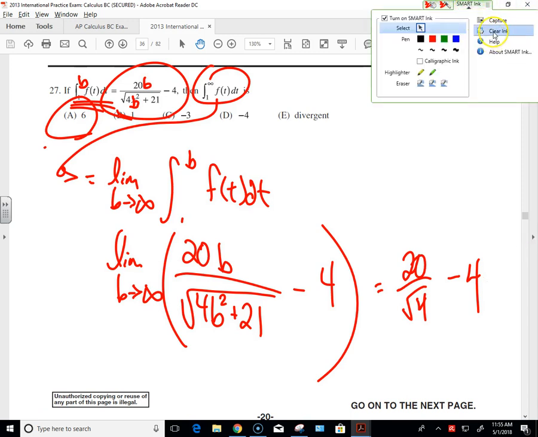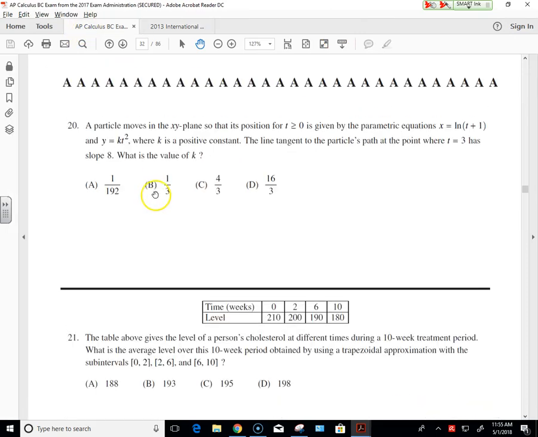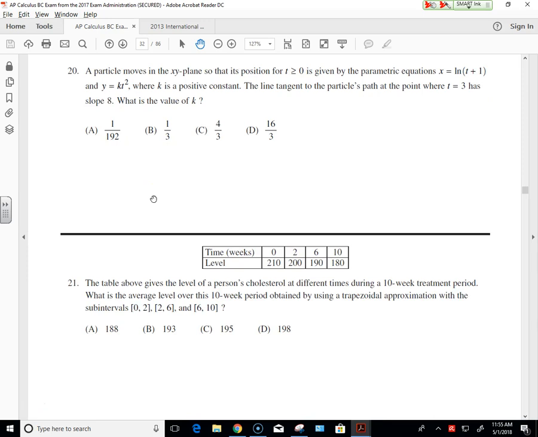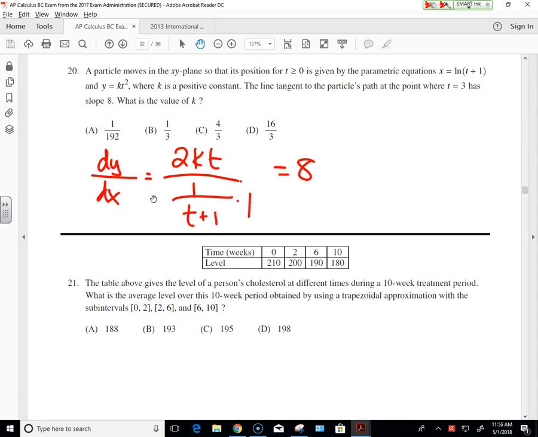Okay, number 2017, the Saturday mock AP, number 20. I see parametric motion. I see my position functions. The line tangent to the particle's path has a slope of, isn't that dy dx? Dy dx is going to be y prime all over x prime. Where t equals 3.